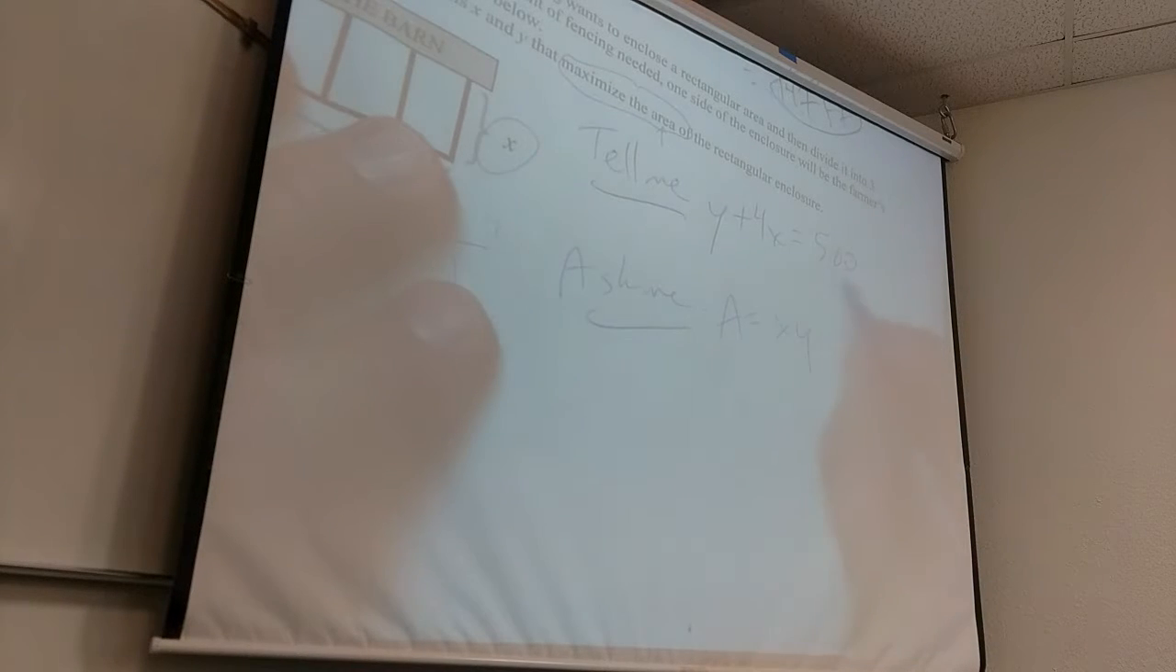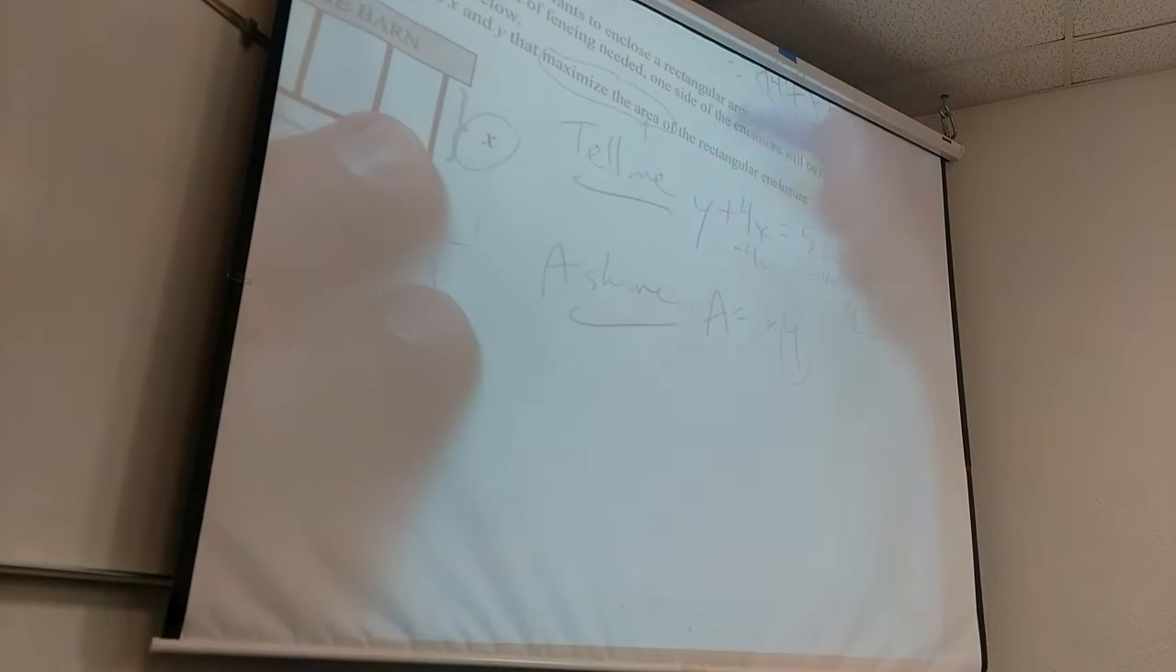How do you solve this for Y? What do you do? How do you get Y by itself? Solve for Y. Subtract 4x. That's the only thing that's with the Y. So you get Y is 500 minus 4x. So I know that's true. I know Y is 500 minus 4x. So what can I put right here instead of Y? I could put 500 minus 4x there, right?